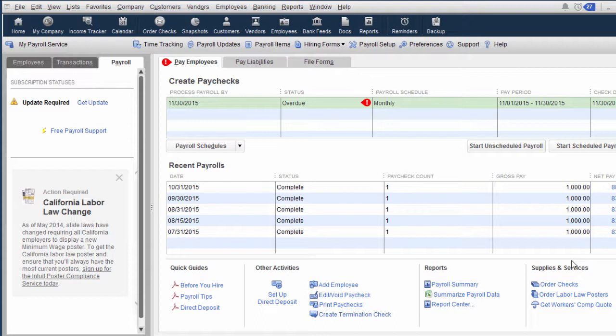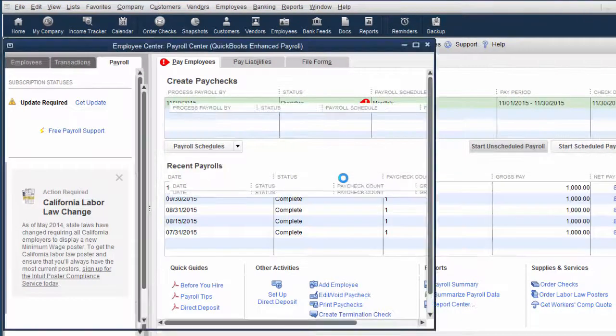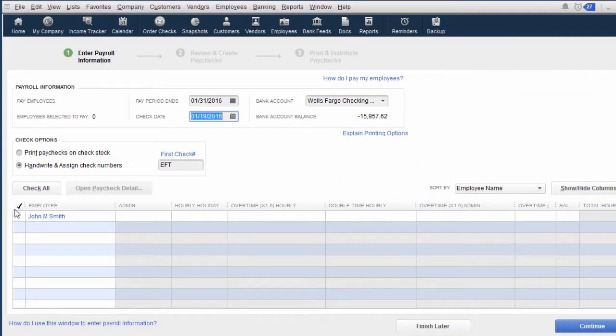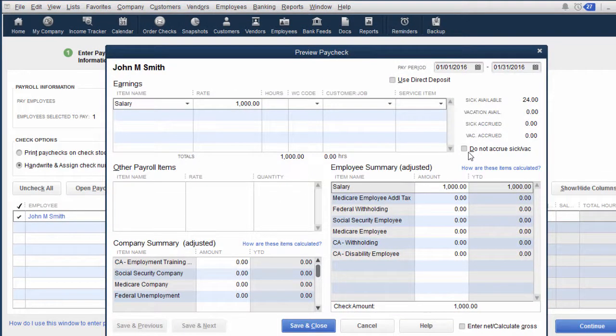So the workaround for that, the best that they can do right now within Intuit, is as you're processing the payroll, you're going to open up your payroll check. And over to the right, you're actually doing this on each and every check on each and every person, which is a total pain, but is what it is. You actually need to check mark this, do not accrue sick pay.